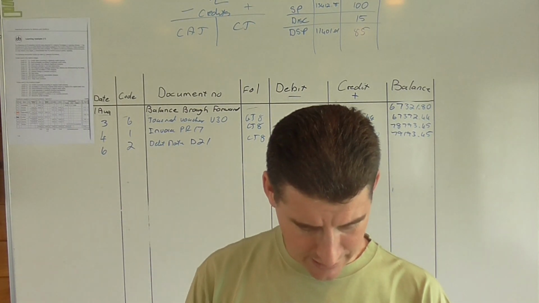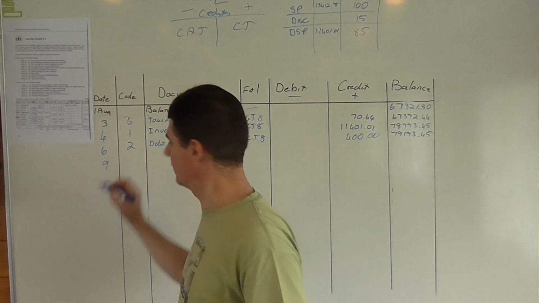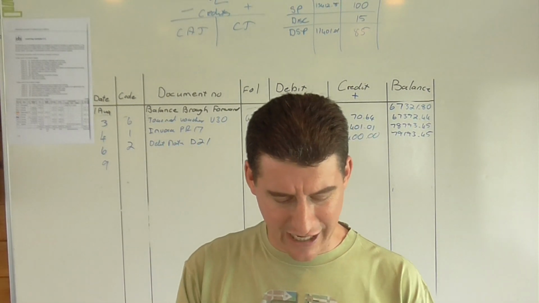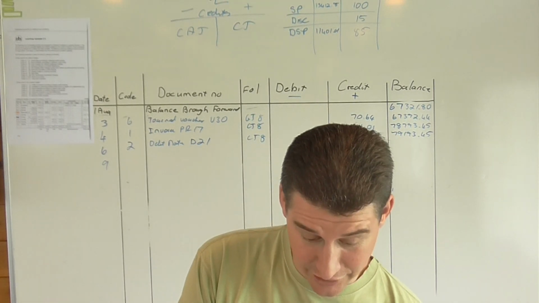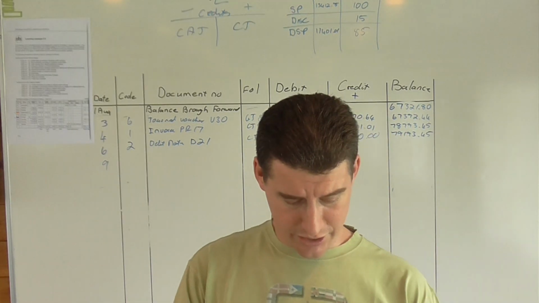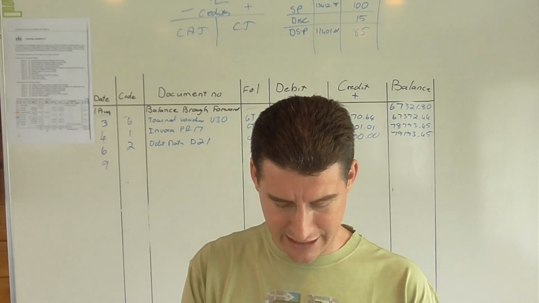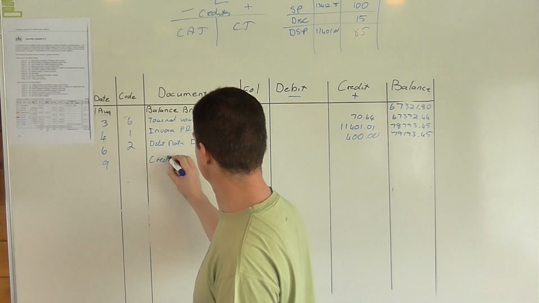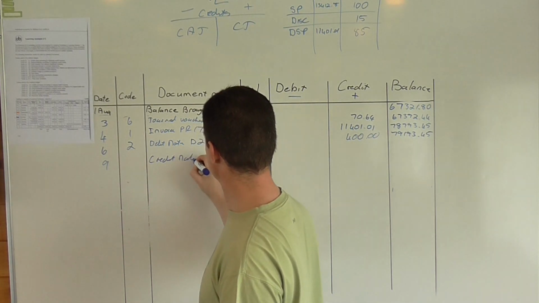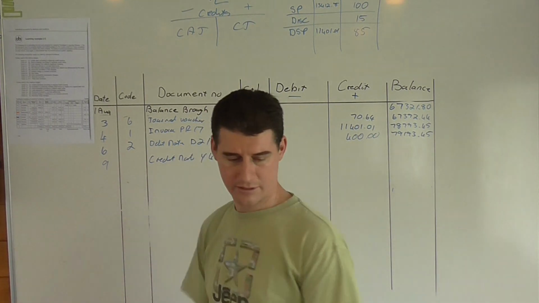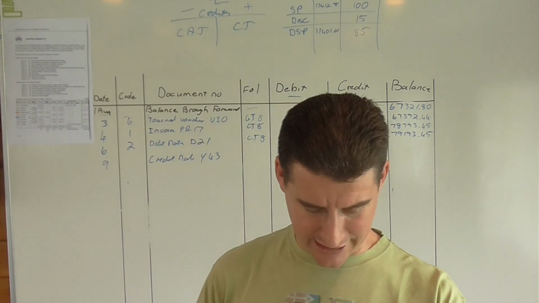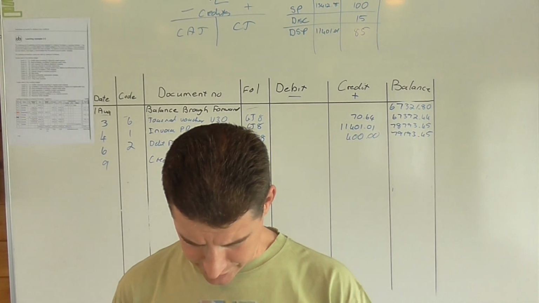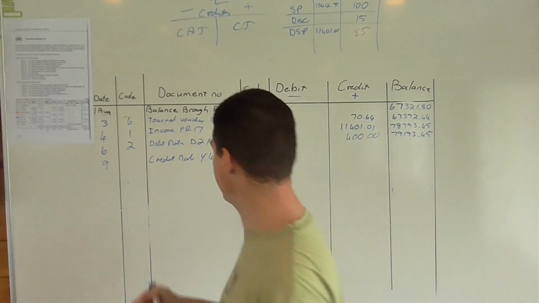Then, on the 9th, returned goods value at 500 Rand excluding VAT to Desmond Wholesalers and received credit note Y43. Okay, so it's a credit note. Let's see what code. Returned goods. Returns rebates will be code number 3.